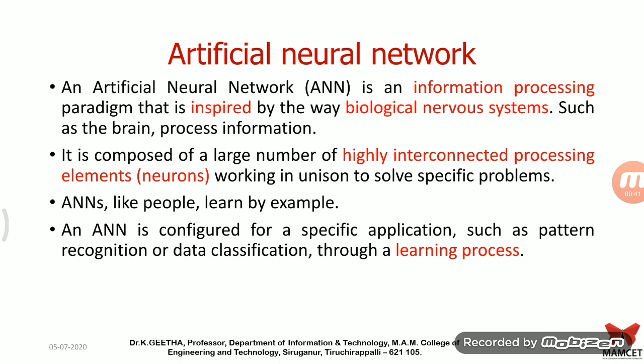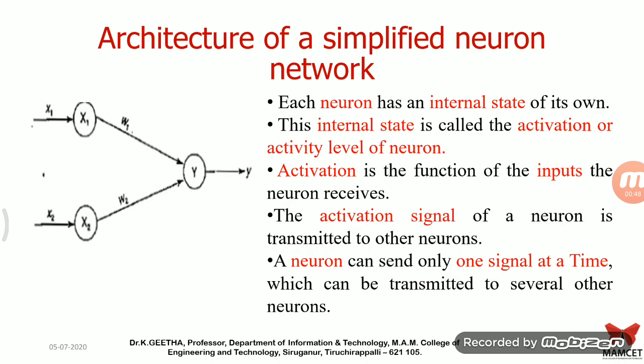An artificial neural network is configured for a specific application, such as pattern recognition or data classification, through a learning process. Here let us see the architecture of a simplified neural network. Each neuron has an internal state of its own. This internal state is called the activation or activity level of the neuron. Activity is a function of the inputs the neuron receives. The activation signal of a neuron is transmitted to other neurons. A neuron can send only one signal at a time, which can be transmitted to several other neurons.